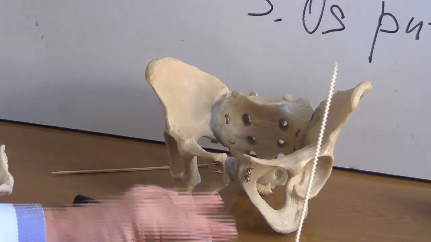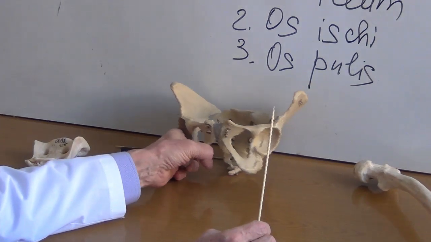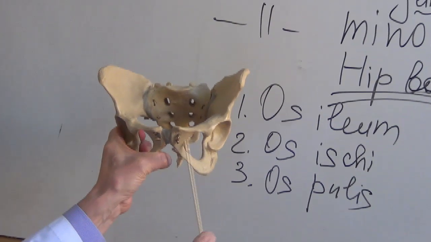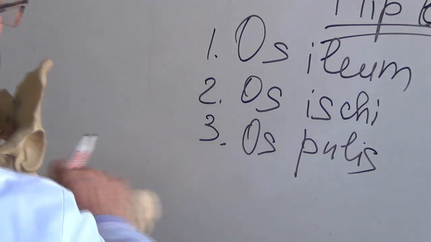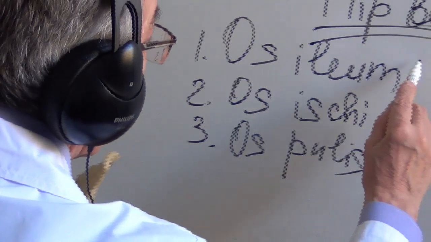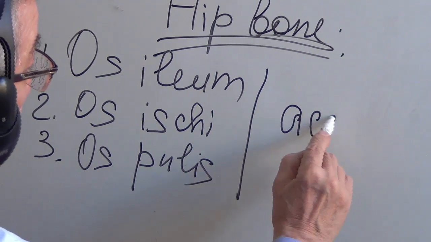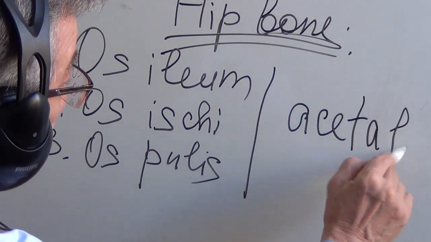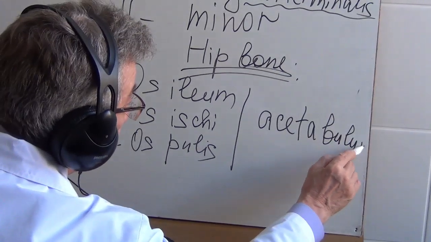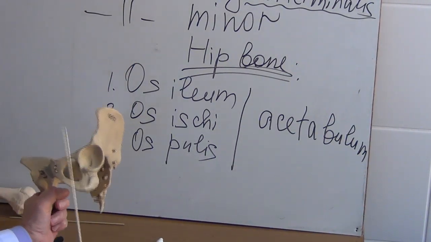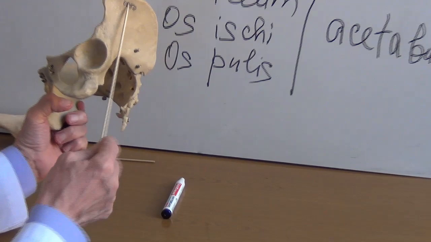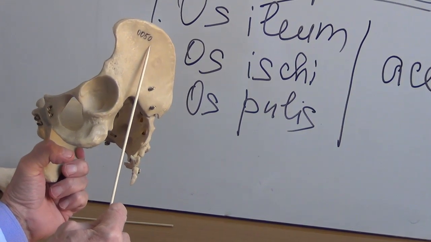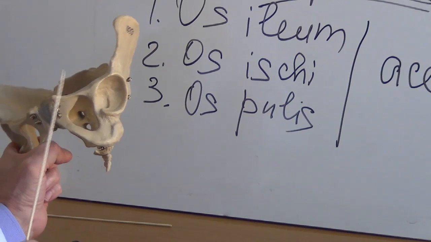We need also to distinguish this very interesting place named Acetabulum. So acetabulum belongs to all three bones, to the os ilium, to the os ischii, and to the os pubis.